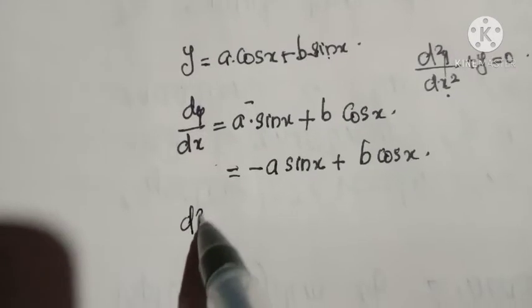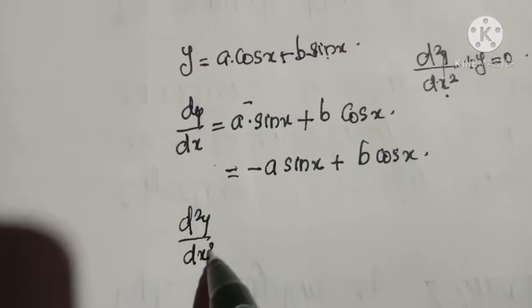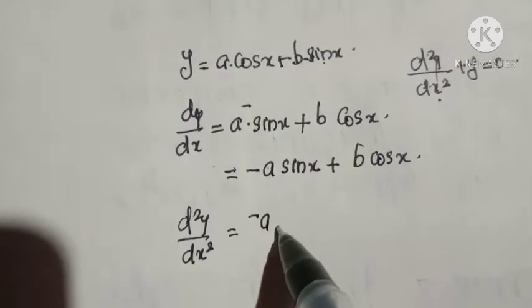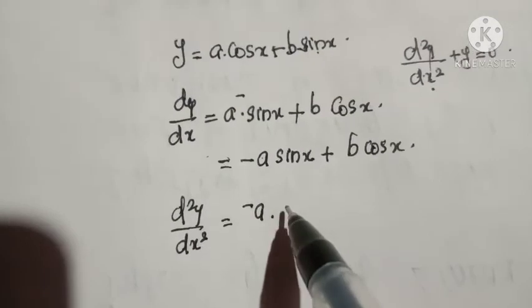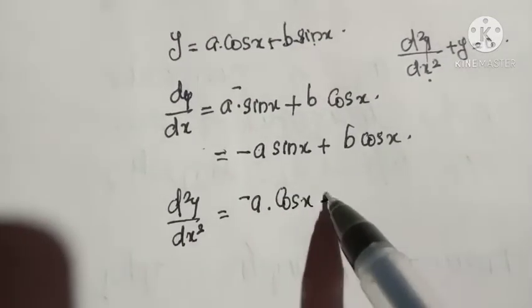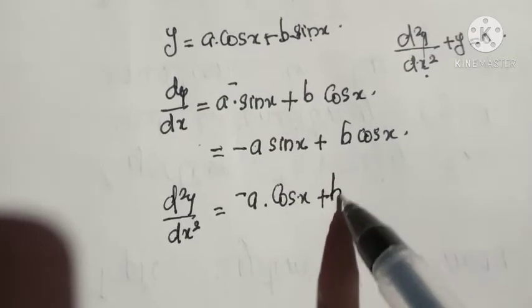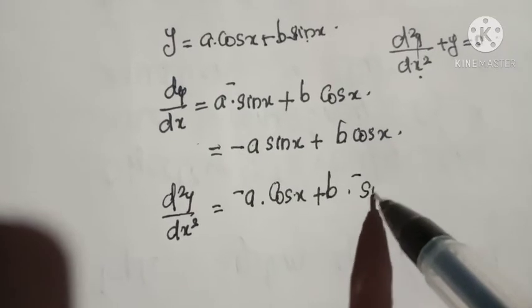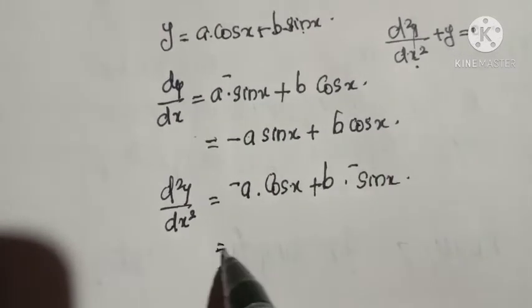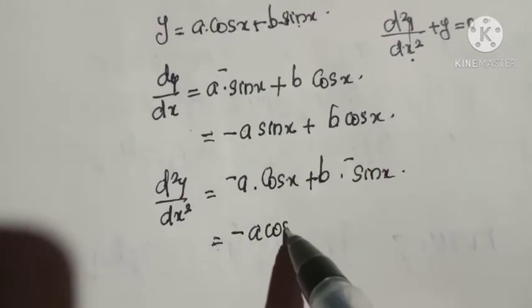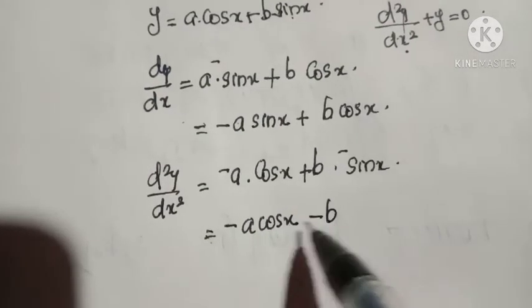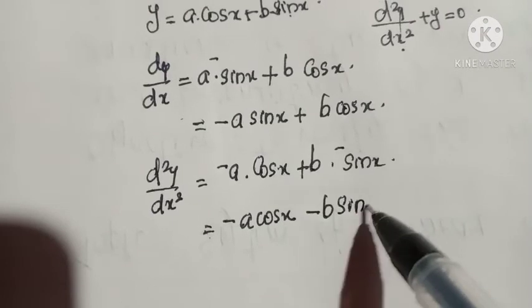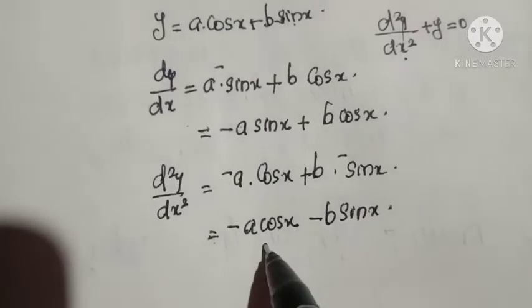Now d square y by dx square. Differentiating again, minus a is constant, the derivative of sin x is cos x, plus b is constant, so b into the derivative of cos x, which is minus sin x. So it is minus a cos x minus b sin x. So put this value here.